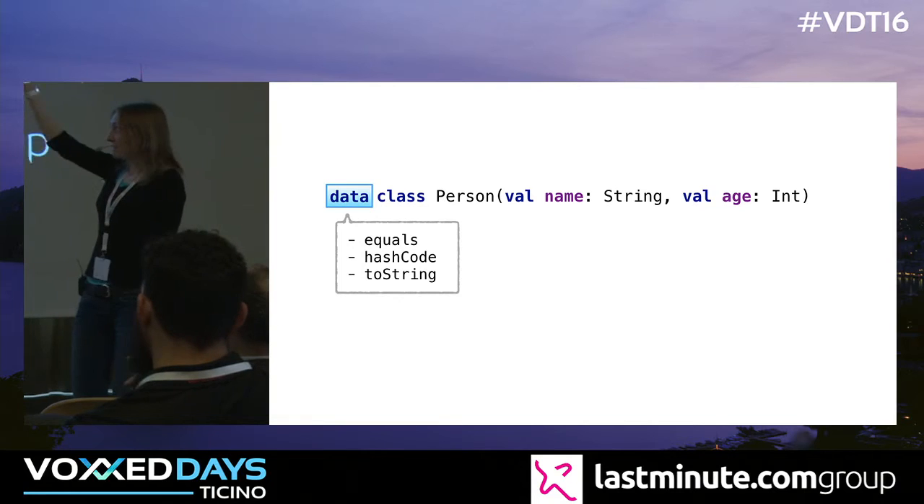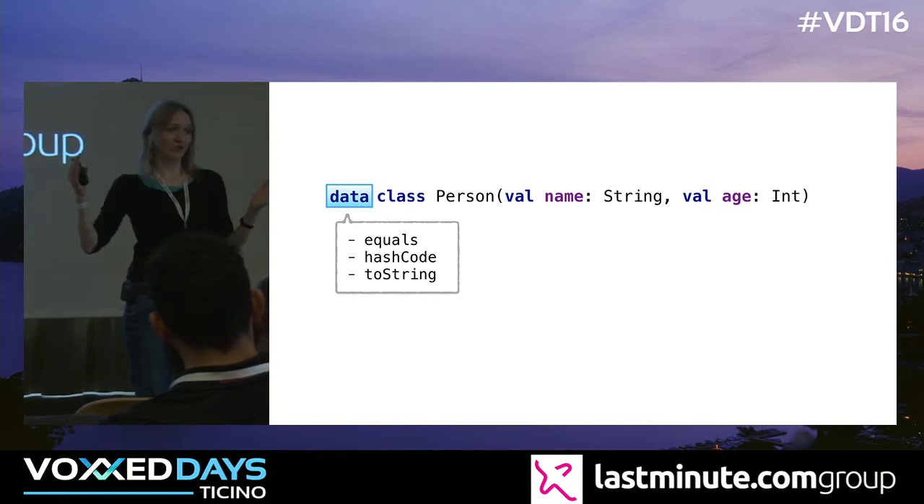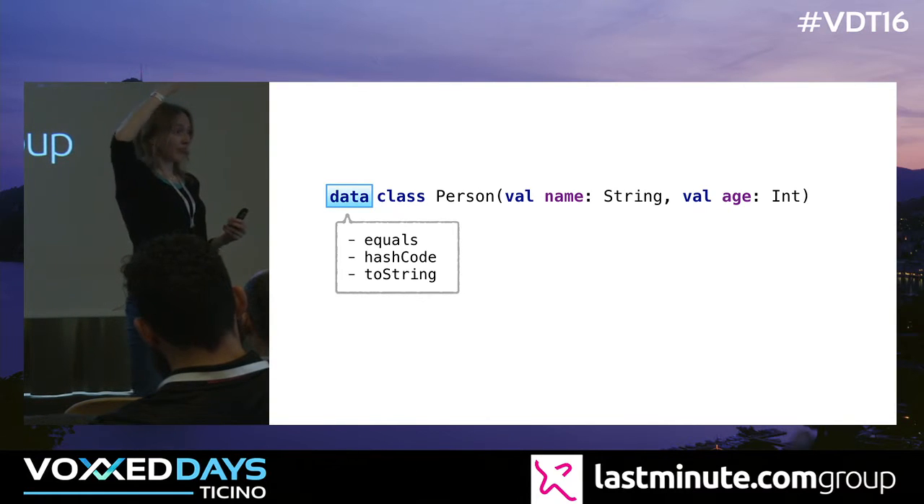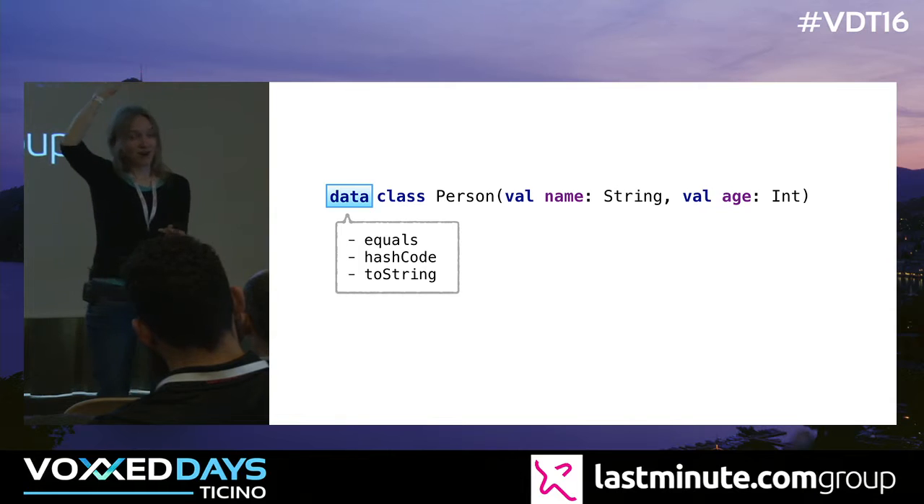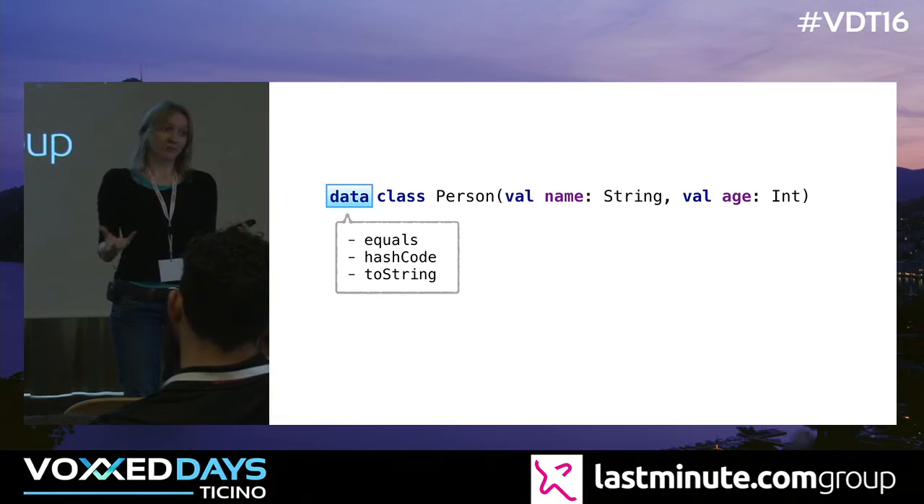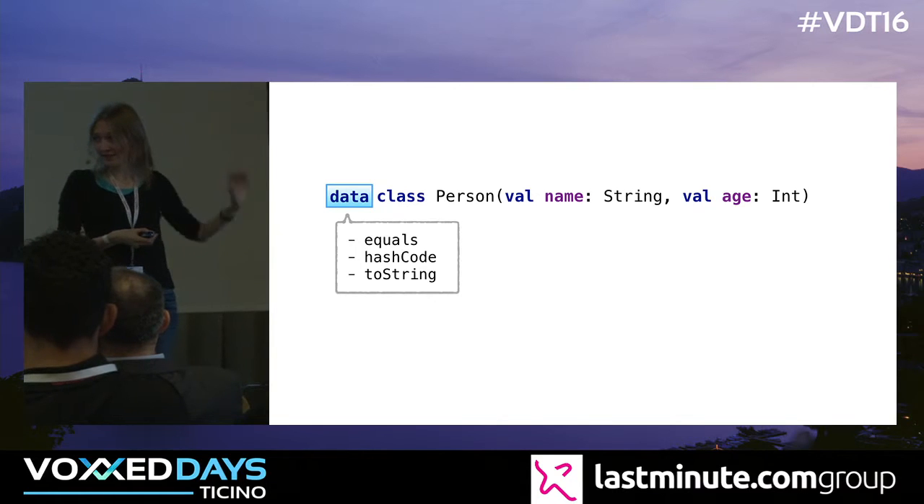So again, it's about conciseness. You can declare several such classes in one file, whereas in Java you have to declare every class in a separate file. Now it looks much more readable, much easier to share with your colleagues to say, yes, see, I created 20 new classes that describe the data.